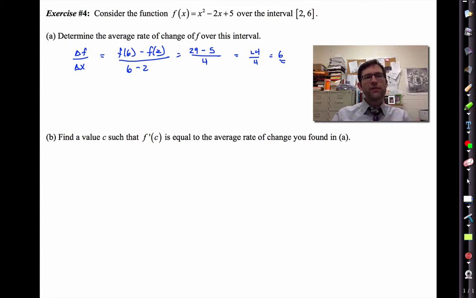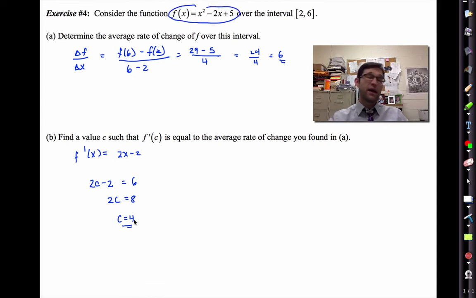Letter B now asks us to find a value of c such that f prime of c is equal to the average rate of change you found in part A. Why don't you go ahead and do that? All right, let's do it. Pretty easy, actually. F prime of x, simple enough to find using the power law, is 2x minus 2. So if we interpret this literally, it would be 2c minus 2 is equal to 6, 2c is equal to 8, and c would be 4. In other words, the instantaneous rate at which this quadratic is changing at x equals 4 is the same as the average rate it's changing over the interval 2 to 6.